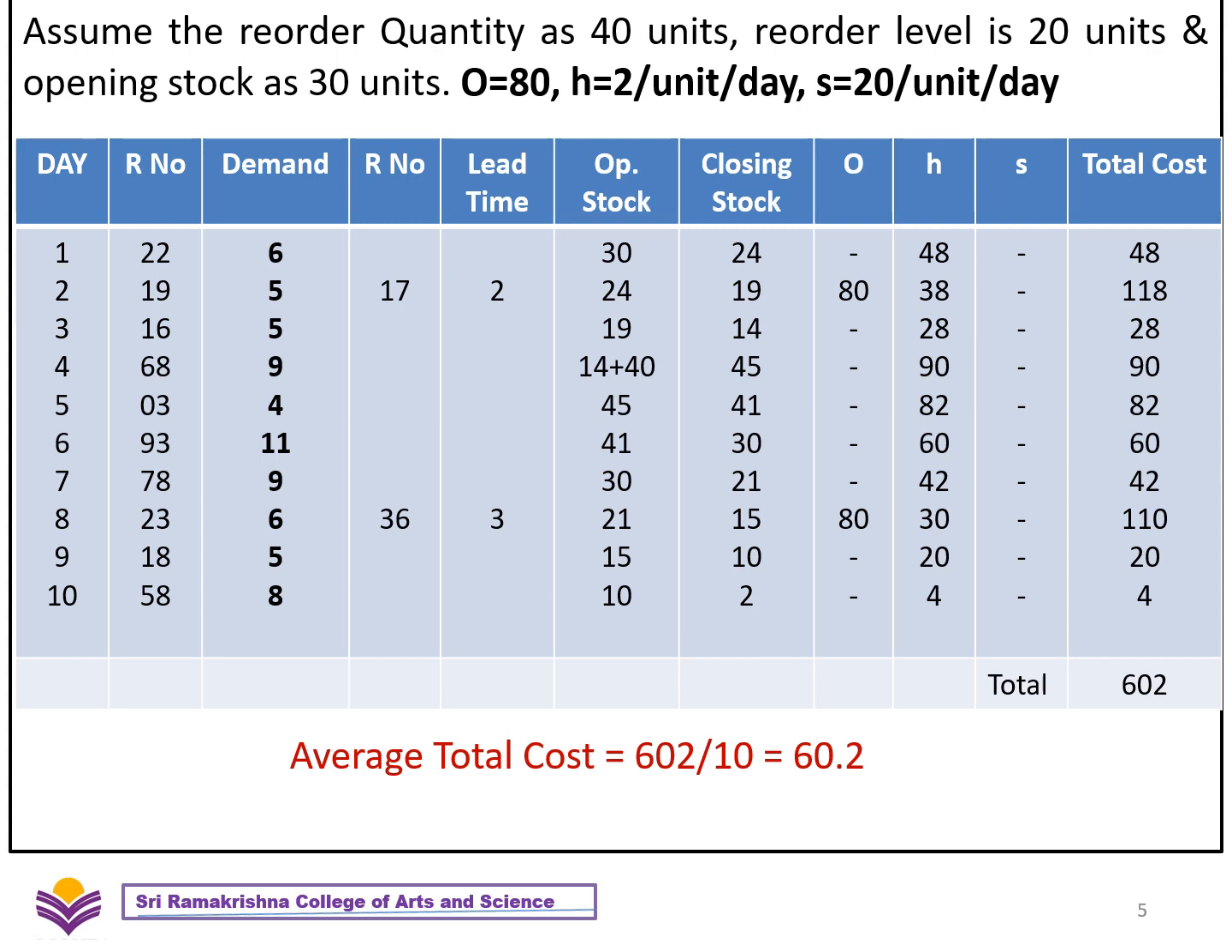So when the closing stock becomes 19, that means it falls below 20. We have assumed the reorder level as 20, so when the level reaches 20 or below 20, you have to place an order. Here the closing stock is 19, so we are placing an order on that day.